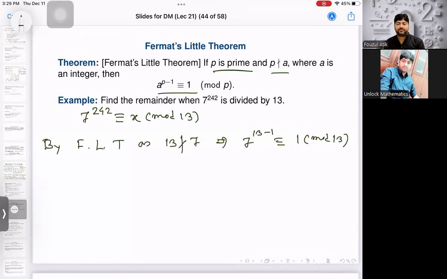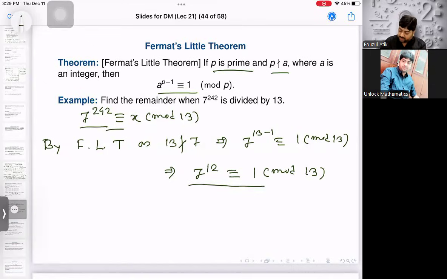This one I can write. Now, 7 to the power 12 is congruent to 1 modulo 13. This I can say. But look at the question. It is given as 7 to the power 242. So to make this one, I have to make this equation like that.